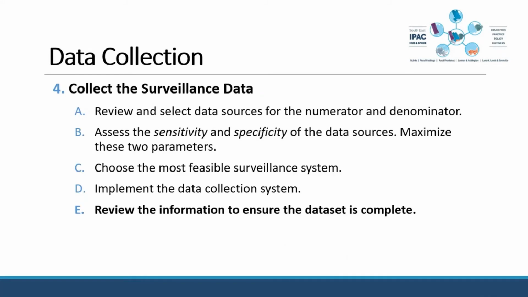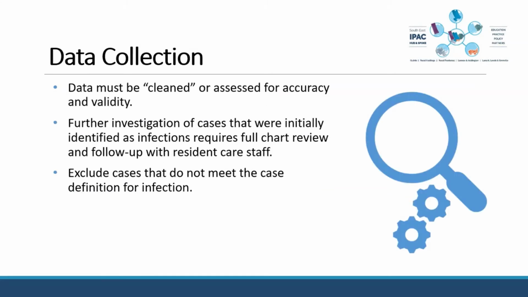The final step is to review the information to ensure that the data set is complete. In other words, make sure that all the relevant cases are included. The data must be reviewed for accuracy and to ensure that the reported infections meet the case definition as discussed earlier. This might require further investigation of cases that were initially identified as infections, but now require a more in-depth look. If it's determined that some cases do not meet the case definition for infection, then they must be excluded.